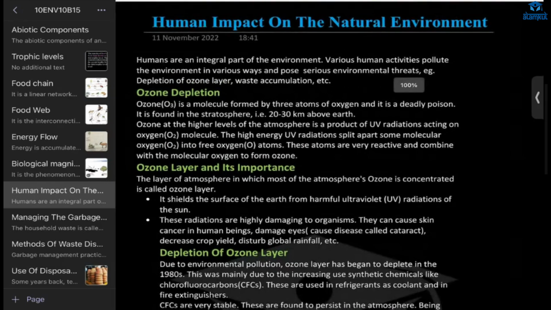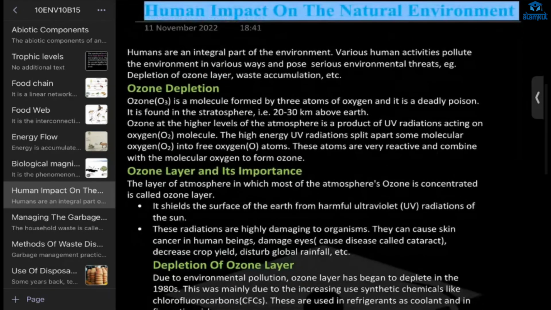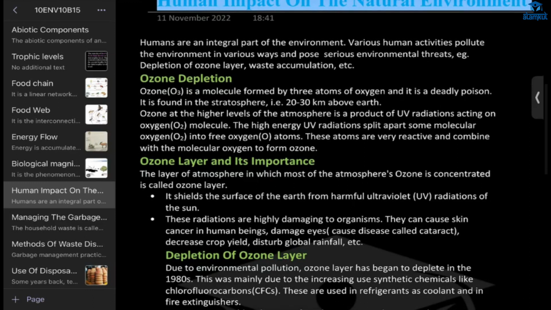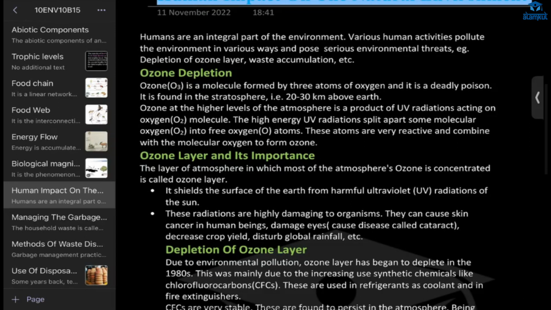Now, impact of humans on the natural environment. What are the impacts we have seen? Various human activities pose serious environmental threats, such as depletion of the ozone layer, waste accumulation, etc. So first we see the depletion of the ozone layer.